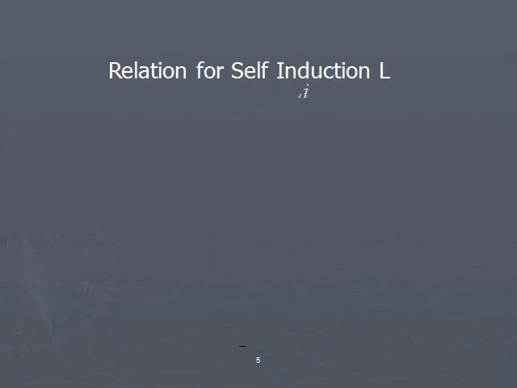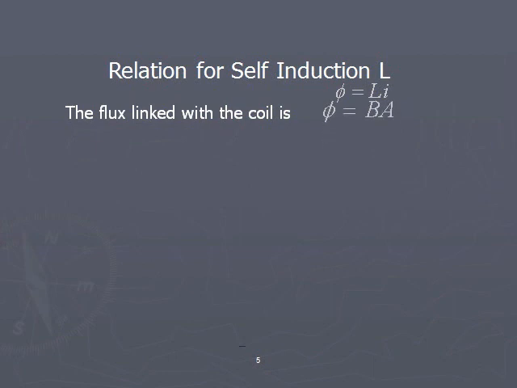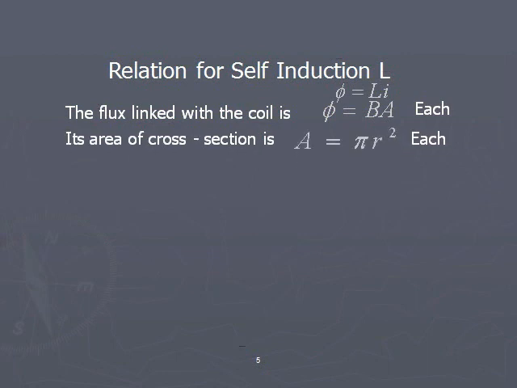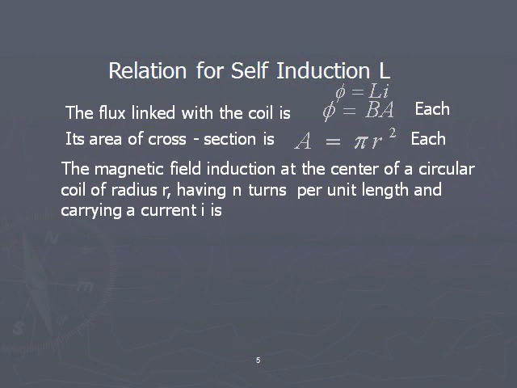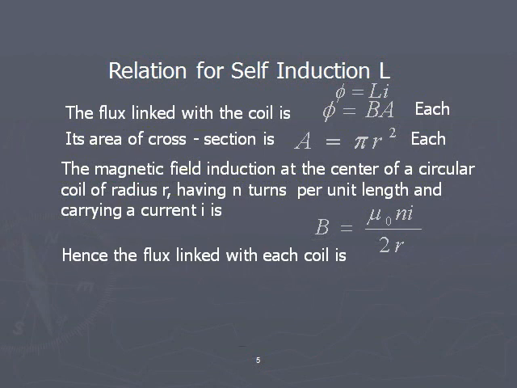Now let us derive a relation for the self-inductance L. We have the relation phi is equal to L I, where phi represents the flux. The flux linked with each coil is given by BA, where A represents the area of each coil. We know that the area of each coil is pi r squared. The magnetic field induction inside this coil is given by B is equal to mu naught N I by 2R, where N is the number of turns per unit length, I is the current flowing in the coil, and R is the radius of the coil.